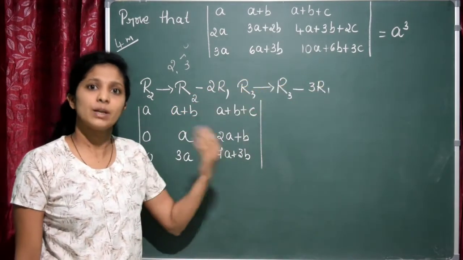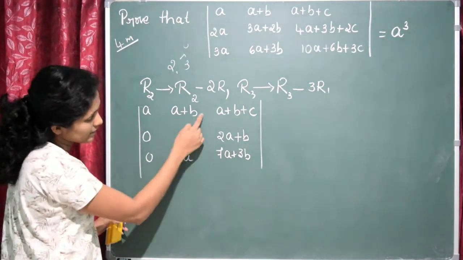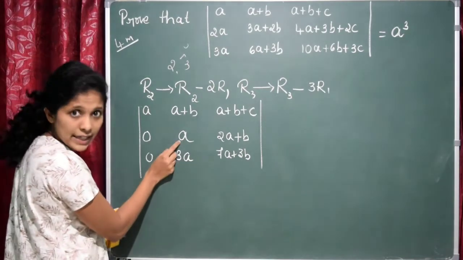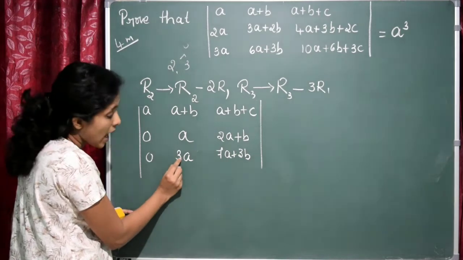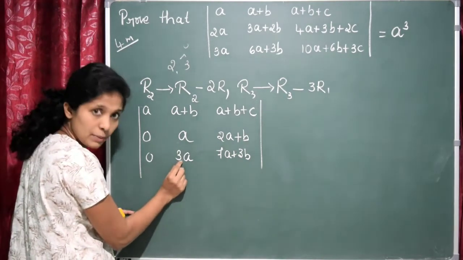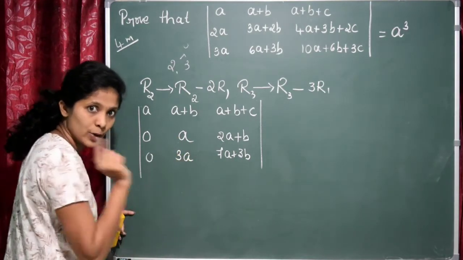So we will give one more operation. So that operation is here. See, here other than this will be difficult, right? See here 3A is there and here A is there. If I change the R3 row as R3 minus 3R2, right? R3 minus 3R2. So 3A minus 3A will be equal to 0. I hope you are getting this one.